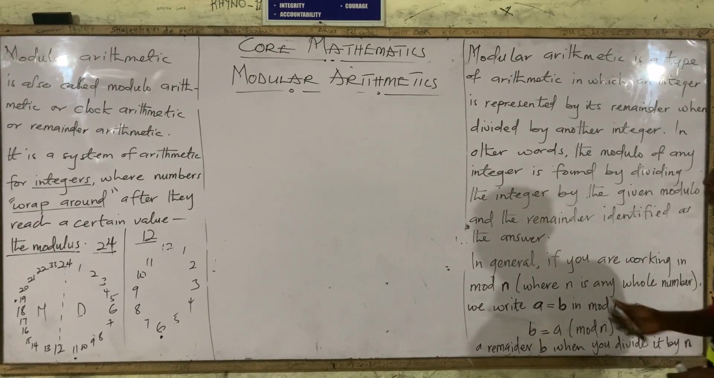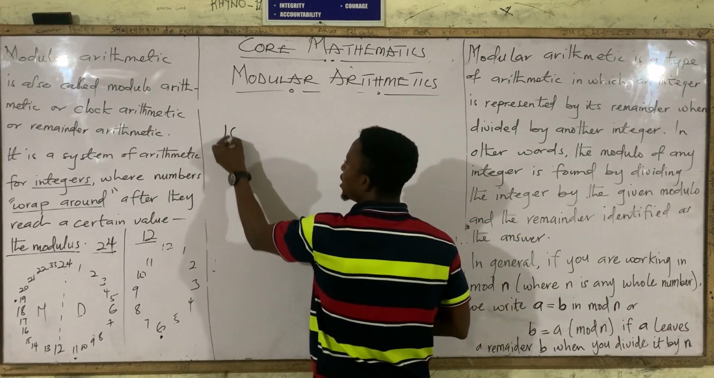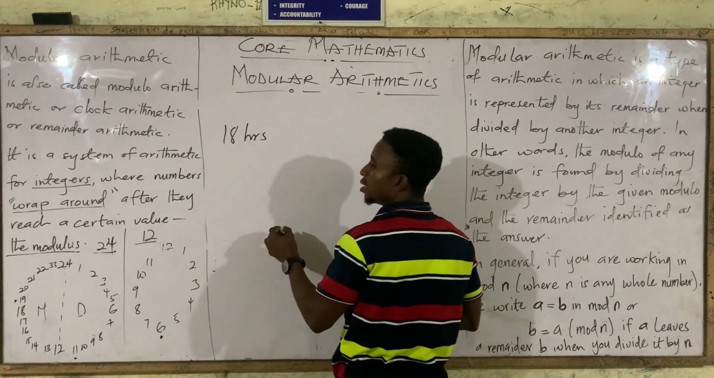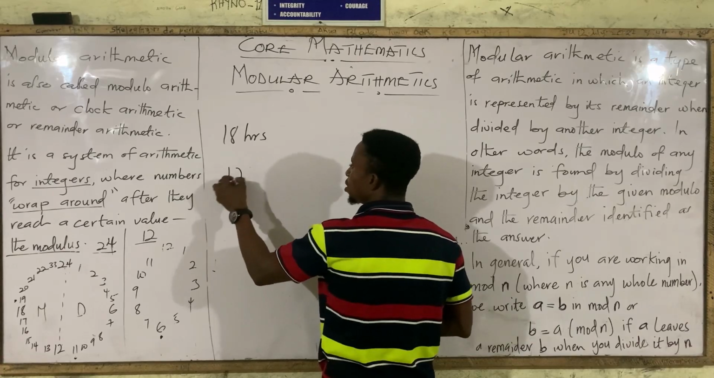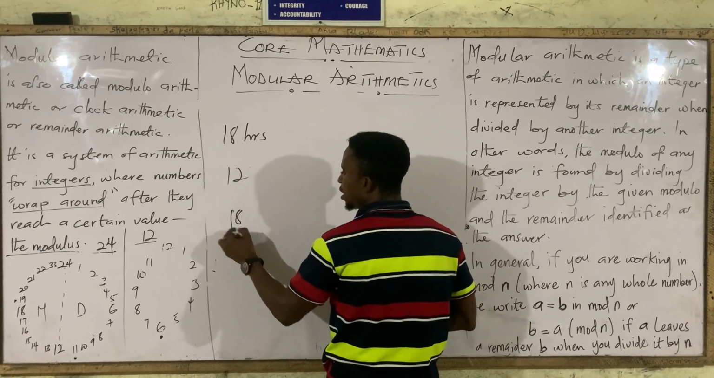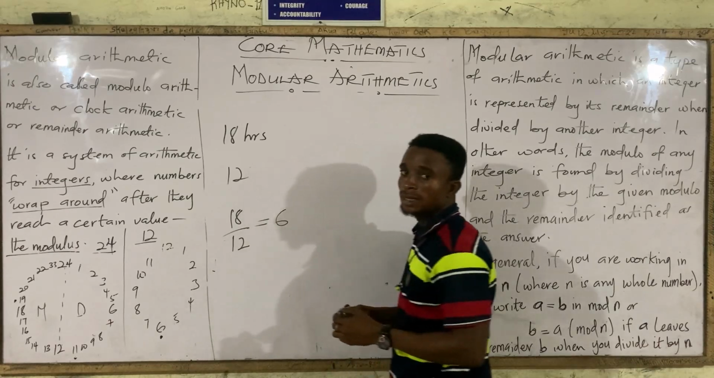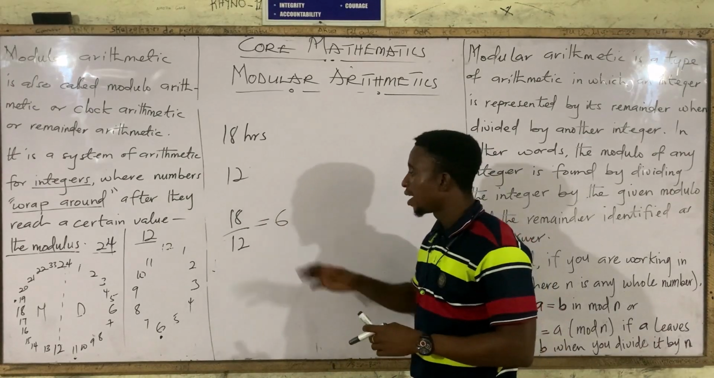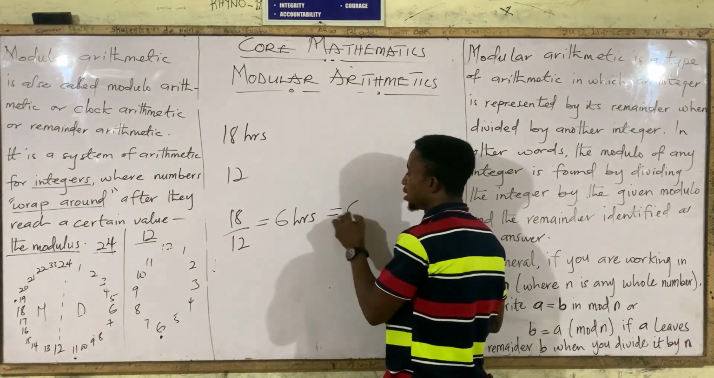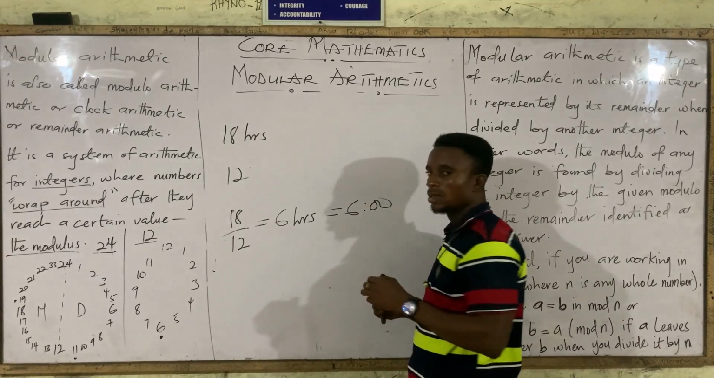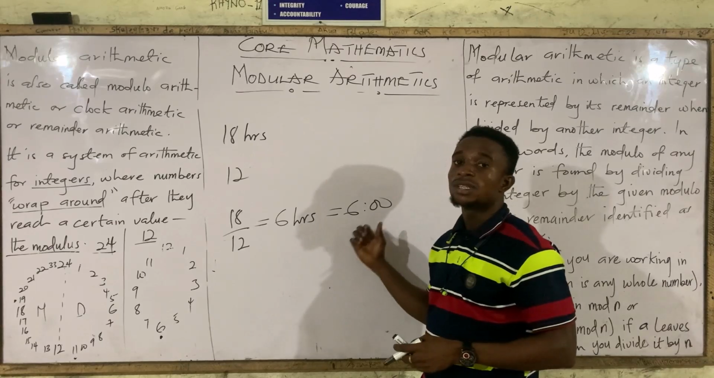Are we getting that? Because for this one we said 18 hours. Then we had a 12-hour clock. We said it's 18 on 12, and it gave us the 6. Please, are we getting that? And it gave us the 6 to be in hours. So we said 6 or 6 o'clock. So we wanted to see 18 hours in a 12-hour clock, and we said it's 6 o'clock.